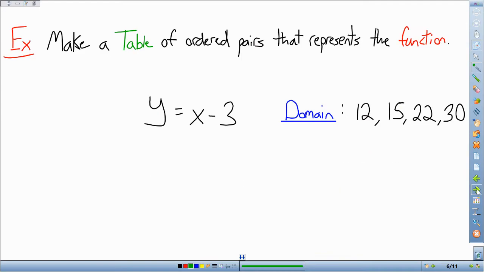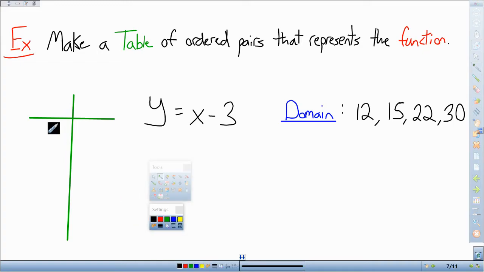What can we do with it? All right, copy this example. I'll show you. Okay, so this says make a table of ordered pairs that represent the function. Ordered pairs that represent the function. So I'm first saying let's start by drawing ourselves a table. I'm going to put it right here.